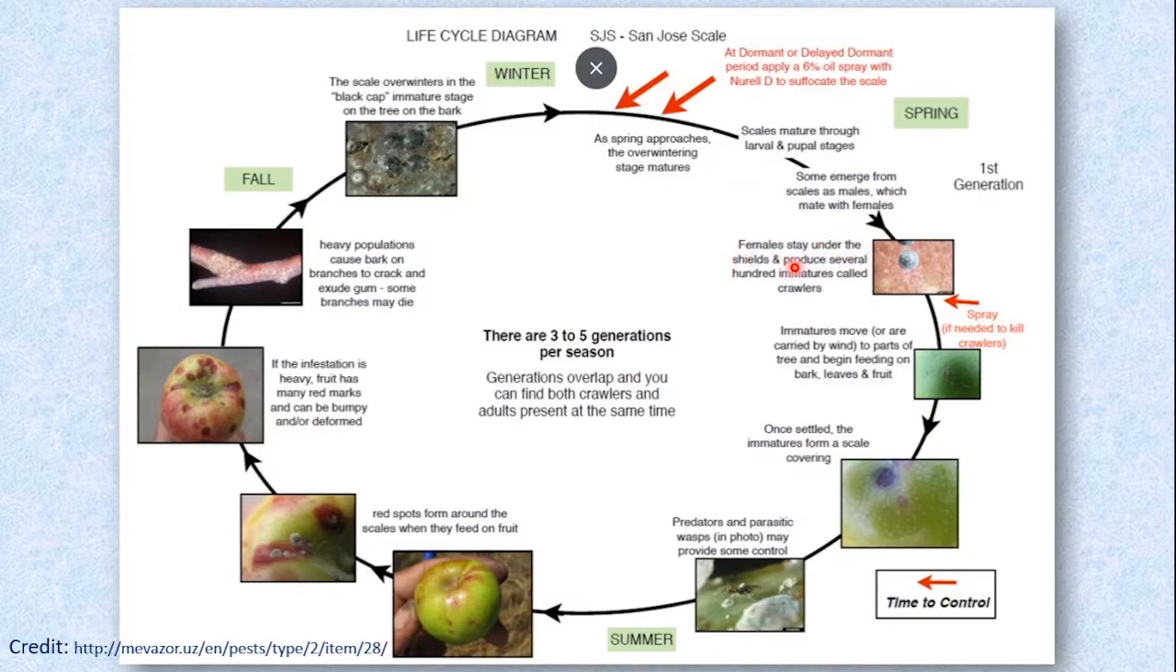Females stay under the shields and produce several hundred immatures called crawlers. Now these crawlers insert their mouth parts and start sucking, forming these blemishes on the fruits or on the sap of anything like stems, leaves. Here you can see a typical example of infested apple. These are the reddish or purplish blemishes they are forming. If it remains untreated, they can harm the entire plant.